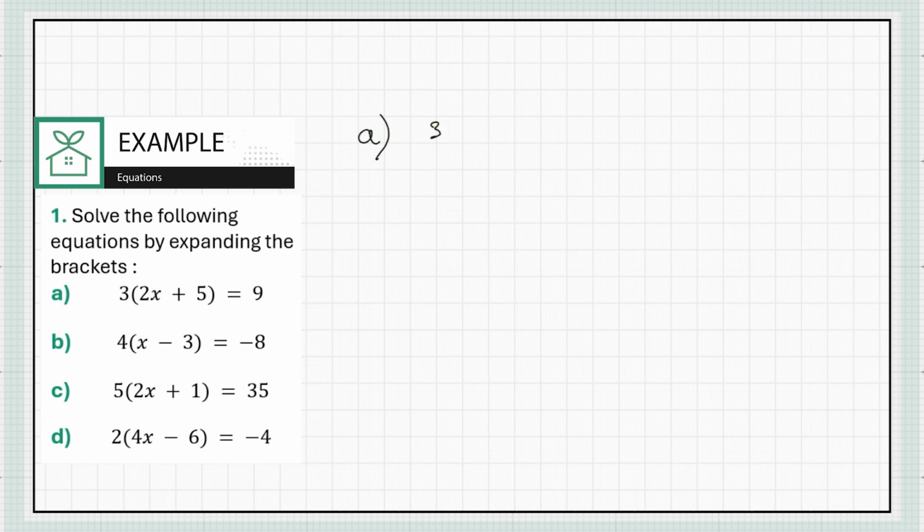So if we've got 3(2x + 5), what's hidden in here is implied multiplication. Okay, so this isn't 3 bracket 2x plus 5, this is 3 multiplied by 2x plus 5 is equal to 9. So in order to solve, we firstly have to expand these brackets.